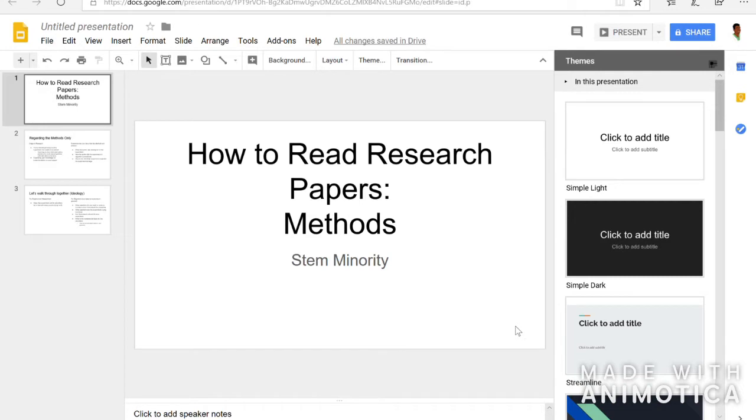Tonight I'm going to be continuing the How to Read a Research Paper series. Last time, we talked about the abstract, which is sort of the introduction to the paper: what the author is doing, what results the author came to, and informing you of the general layout of the paper and things of that nature. So again, tonight, I think I said last time I'll be talking about methods. So that's what I'm going to do tonight.